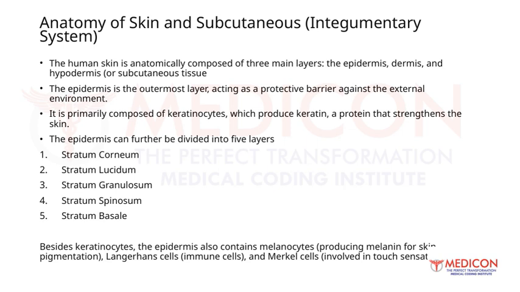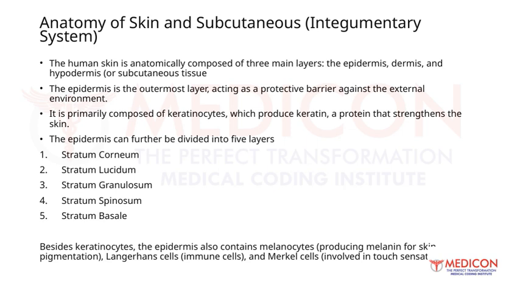This layer is mainly made up of keratinocytes, which produce keratin, a tough protein that gives the skin its strength and resilience. Now, the epidermis isn't just a single uniform layer. It actually consists of 5 distinct sublayers.